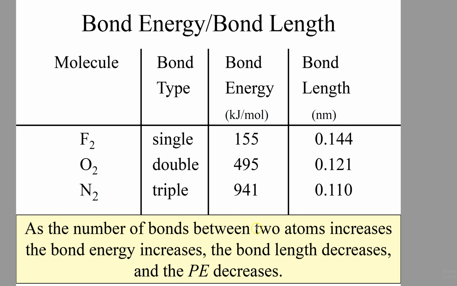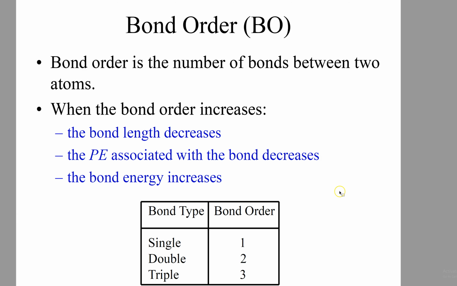So N2 actually packs in a lot of energy. So as the number of bonds between two atoms increases, the bond energy increases and the bond length decreases and the PE decreases. So if I were to take a look at things like explosives as an example, N2 is definitely a better choice when you form N2 bonds. It's because the amount of bond energy that you're forming with an N2 is much higher than an F2 because of the bond length that we're dealing with.